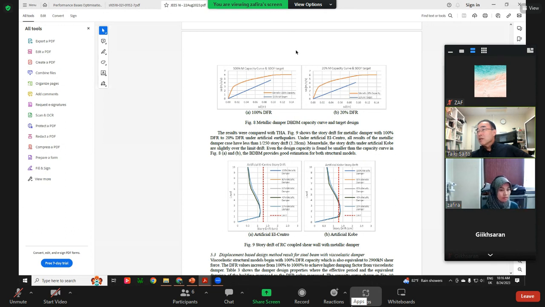So you mean if you increase to 150%, the metallic damper doesn't yield? Yes, because it becomes stronger.